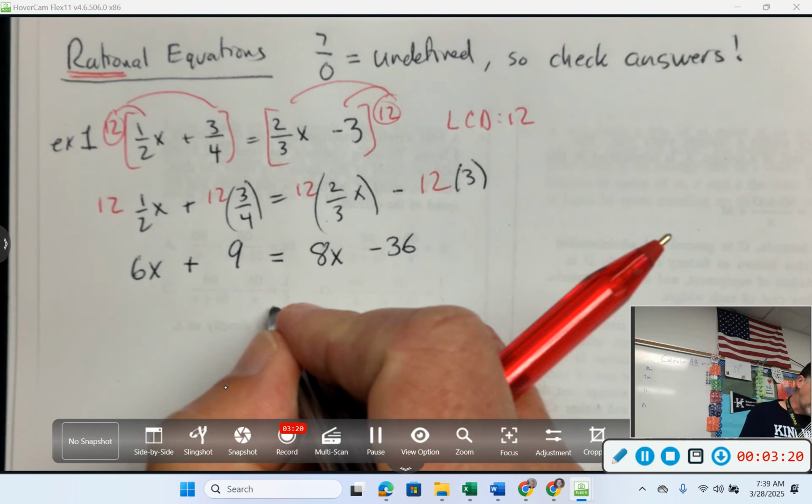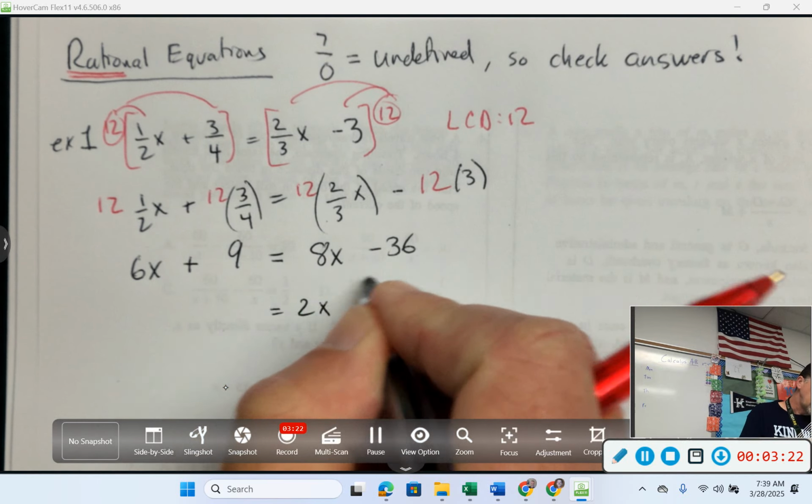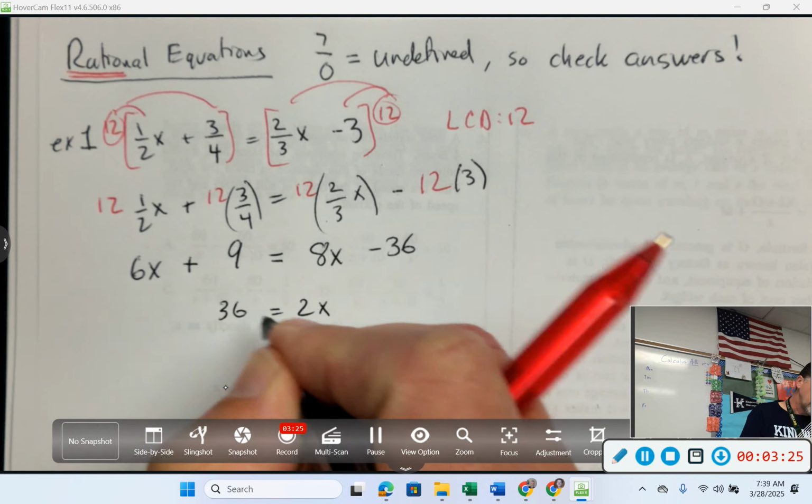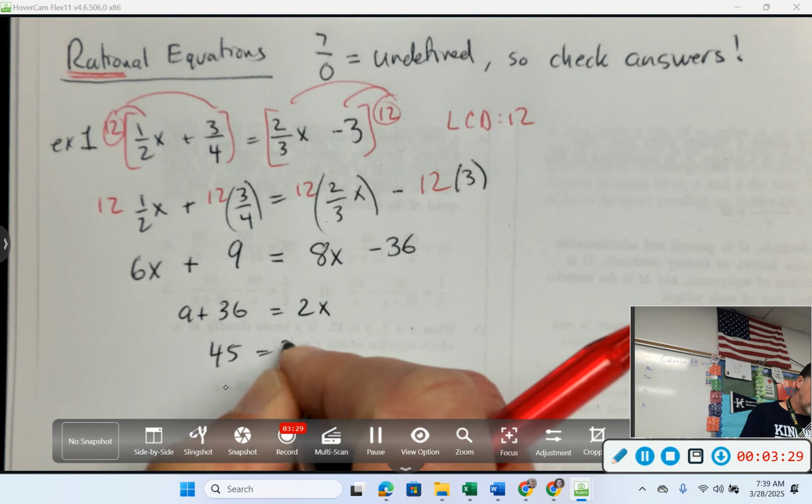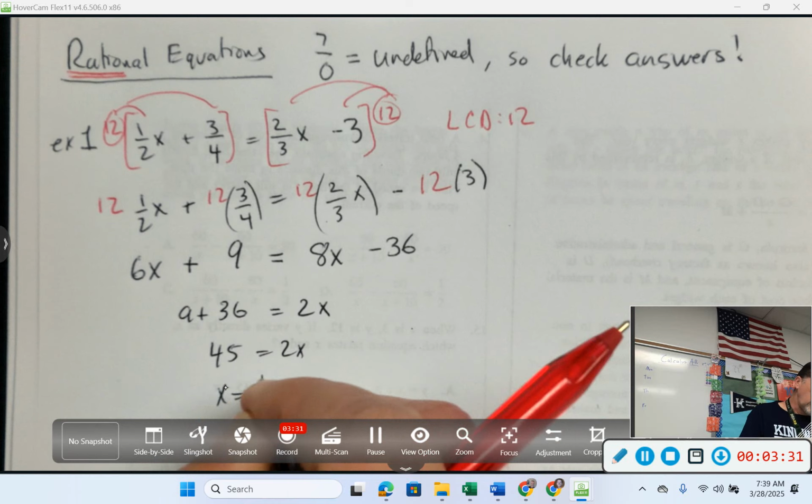So let's move the 6x over. Move the 36 over. Whoops, 9 plus 36. So x equals 45 halves.